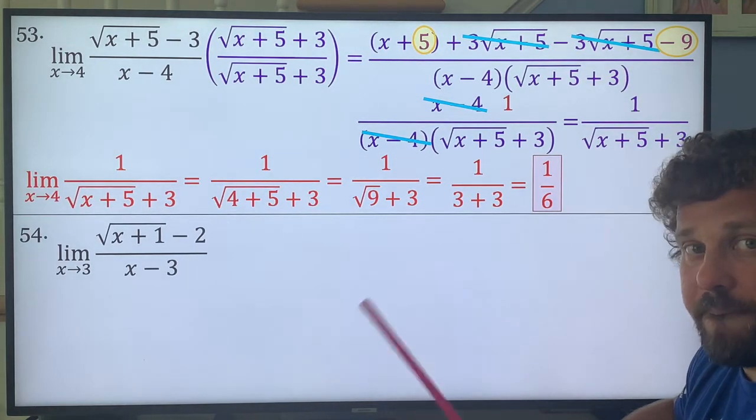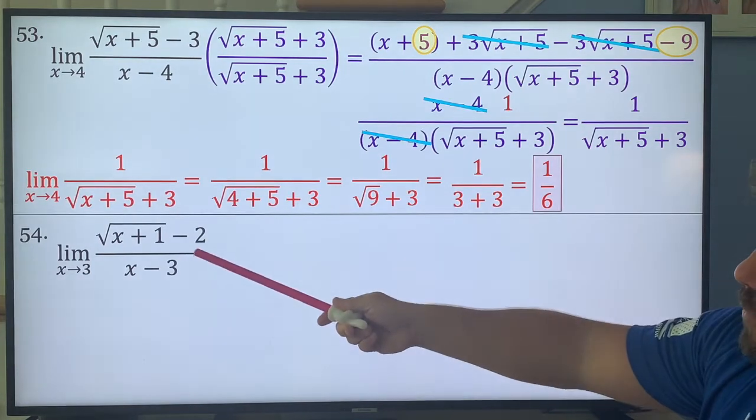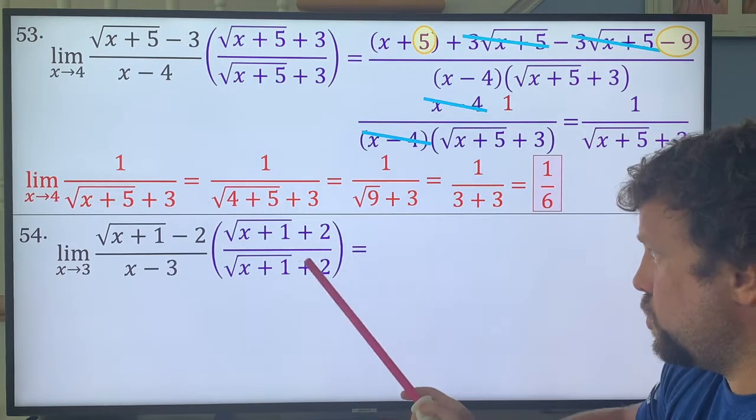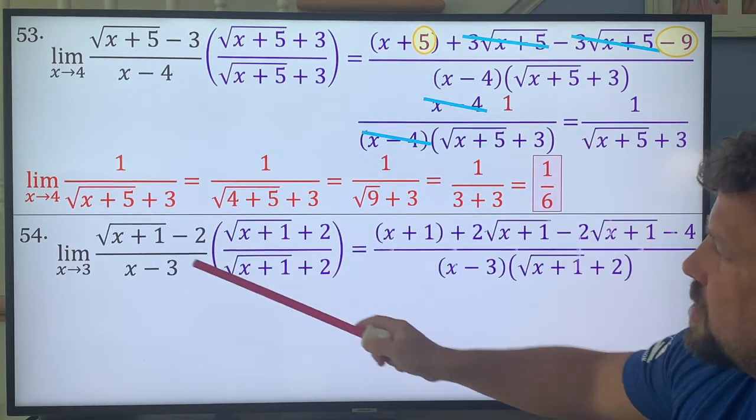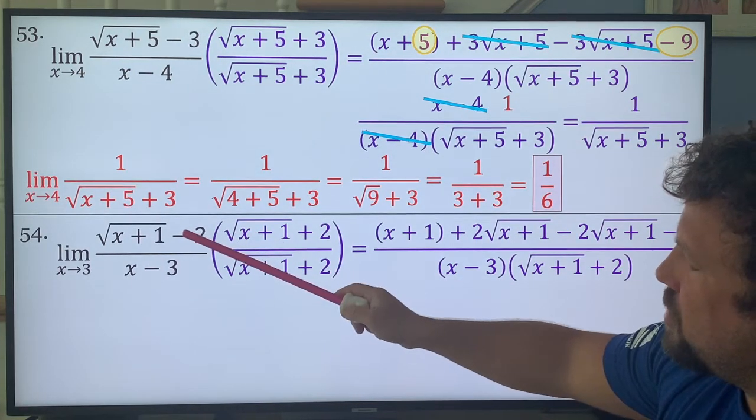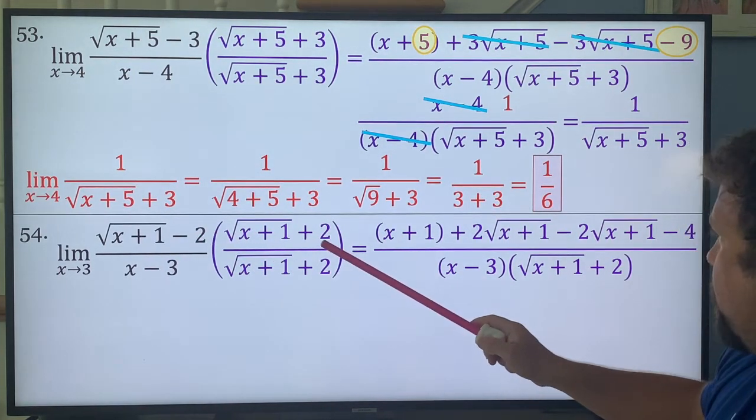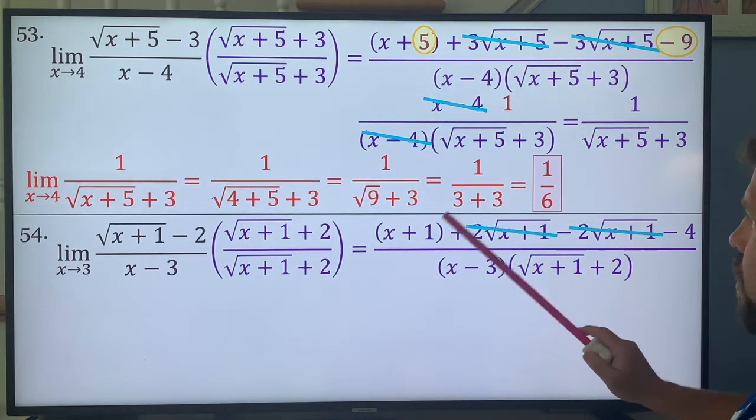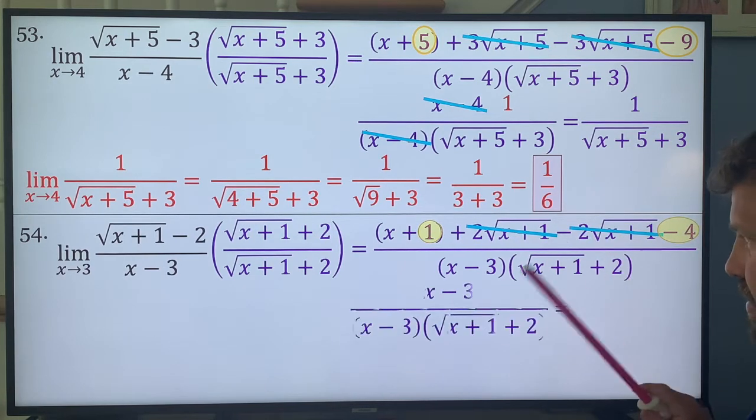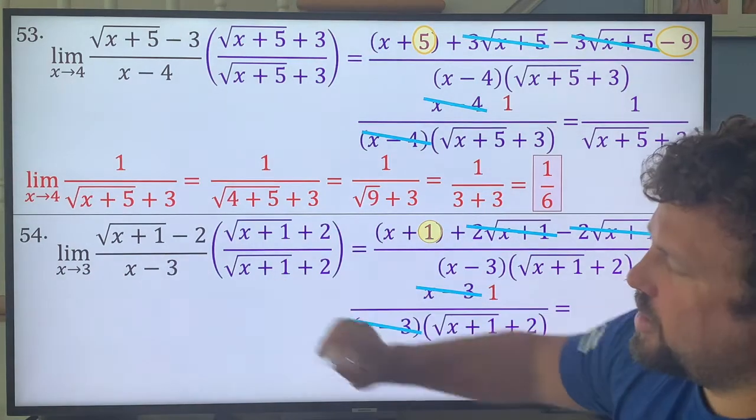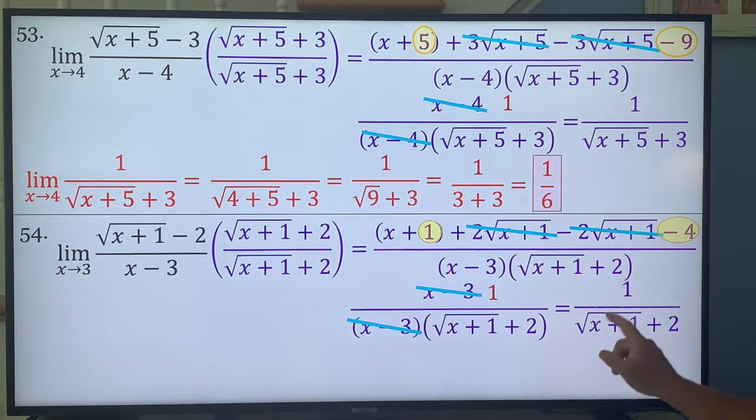Not too terrible, right? What do you multiply that one by? Boop. Good. Square root of x plus 1 plus 2. That becomes x plus 1. 2 square root x plus 1 minus 2 square root x plus 1 minus 4. Bottom stays the same. Middle cancels out. 1 minus 4 is negative 3. X minus 3 over x minus 3 cancels out. That's how we're able to get rid of that being undefined. 1 over square root of x plus 1 plus 2.